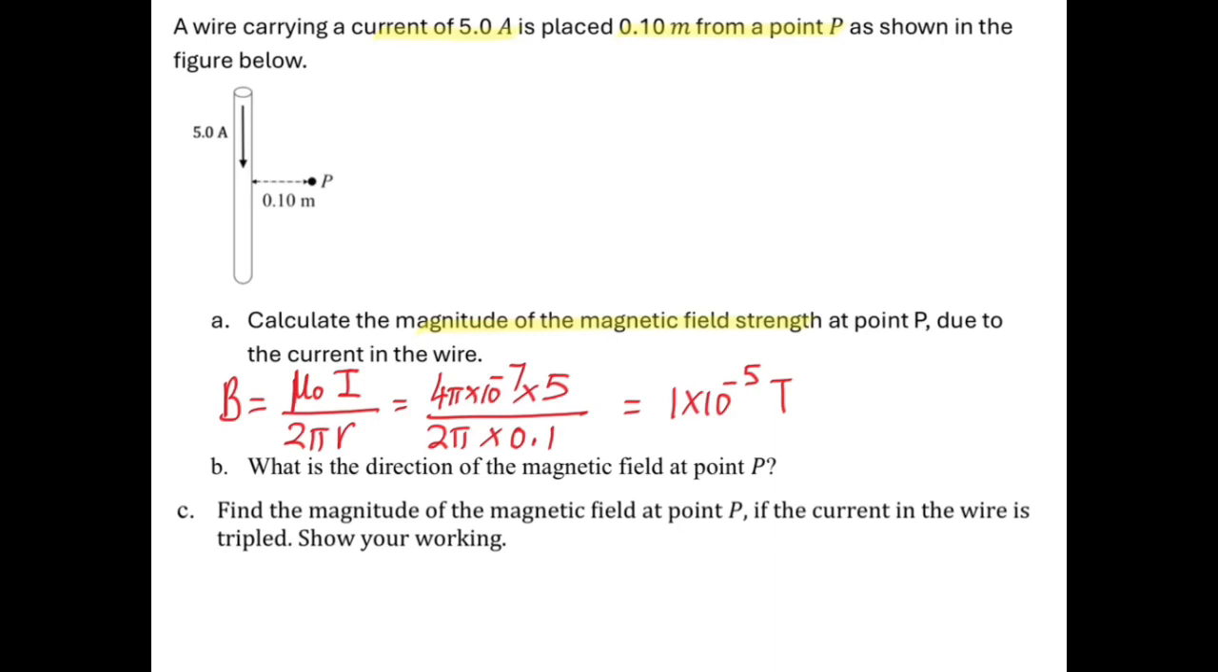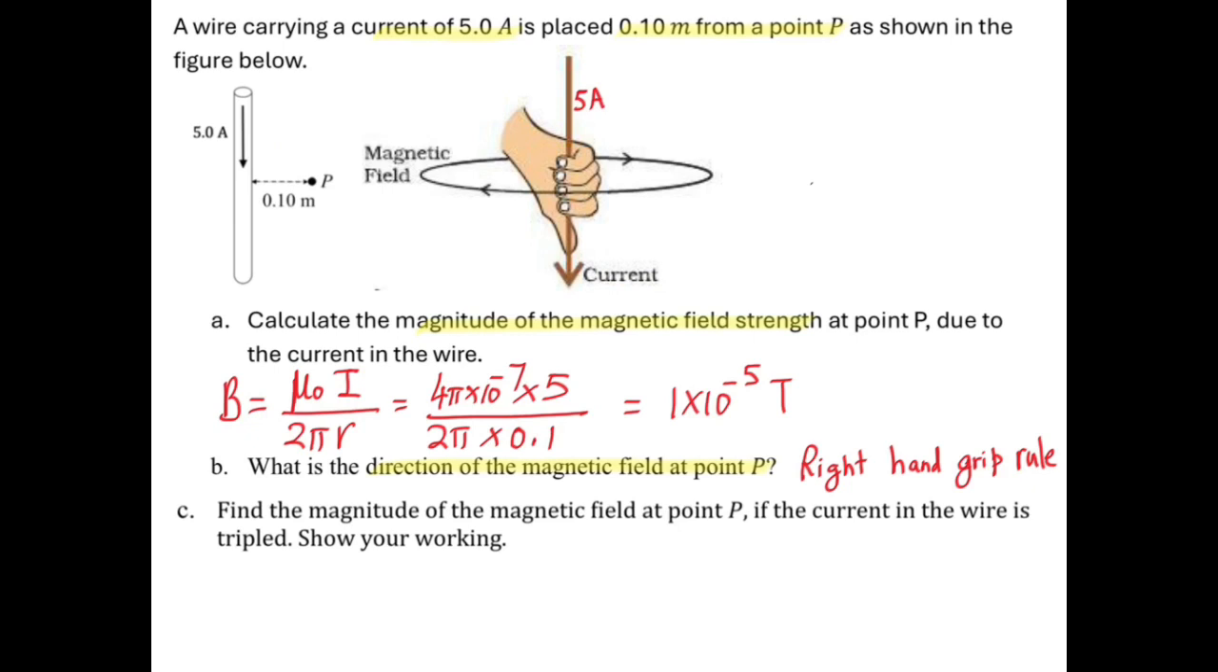Now next is, what is the direction of magnetic field at point P? It's easy to find the magnitude just by substituting the numbers. For direction, we have to use the right hand grip rule. You have to imagine as if you are holding the wire the way it is shown in the picture, using your right hand with your thumb pointing in the direction of the current. Here the current is downwards, so your thumb will point downwards.